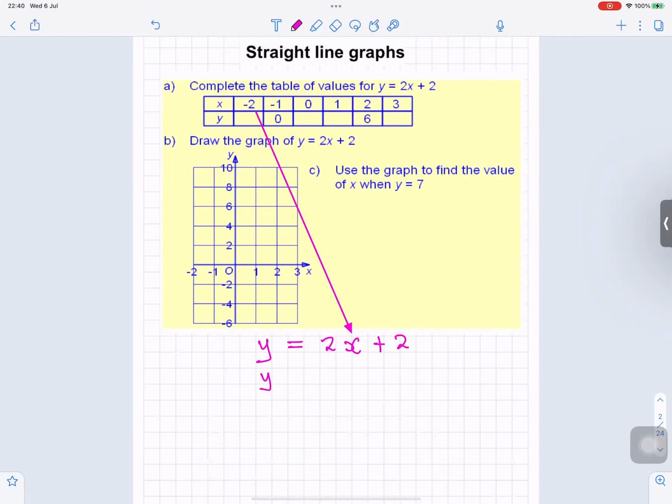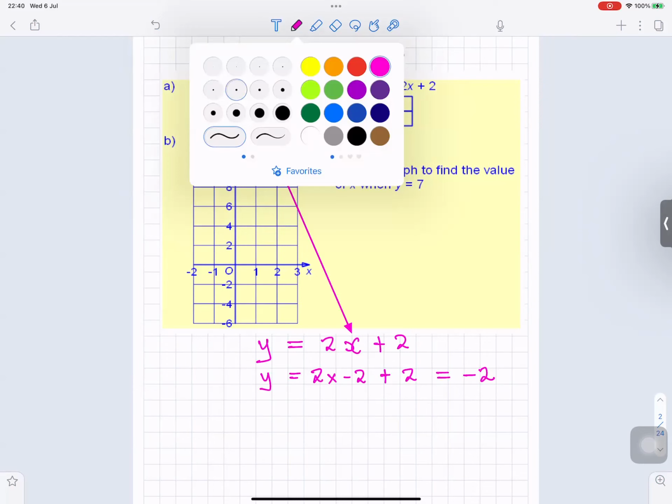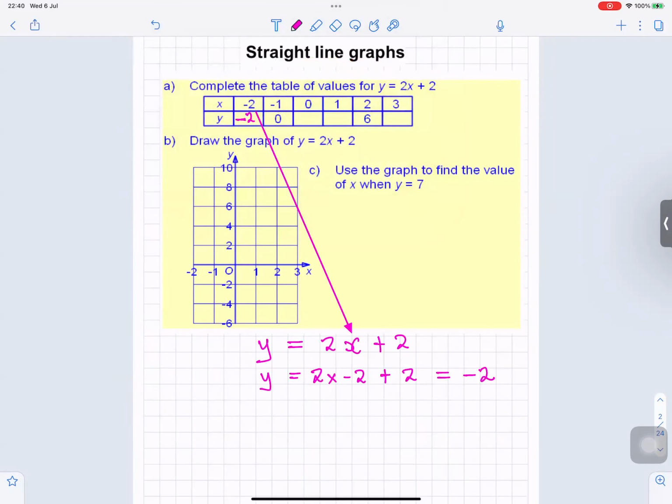So y equals 2 times -2 plus 2. 2 times -2 is -4. -4 plus 2 is -2. So the answer there is -2. The next number is 0. y equals 2 times 0 plus 2. 2 times 0 is 0, plus 2 is 2. So the answer there is 2. So for this one, put a 2 there.